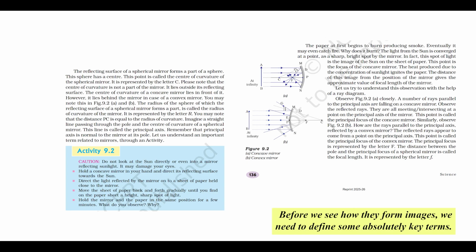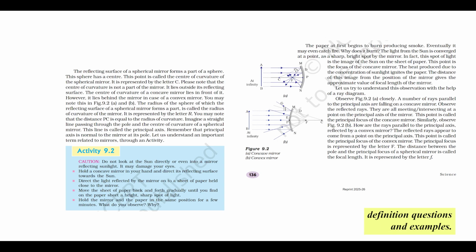Before we see how they form images, we need to define some absolutely key terms. These are fundamental building blocks and often appear as definition questions in exams, so let's be precise. First, the pole, P. This is simply the geometric center of the mirror's reflecting surface. It lies right on the mirror. Think of it as the mirror's central point, our main reference.